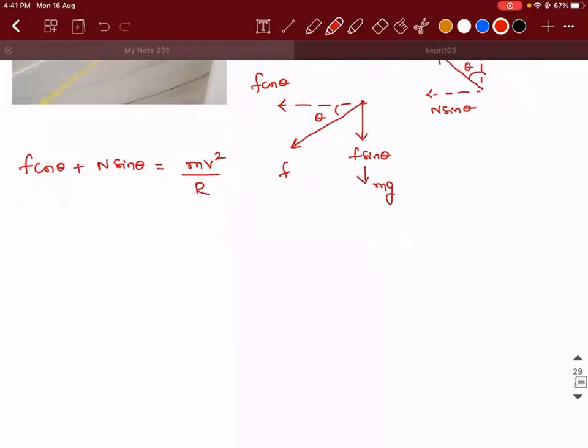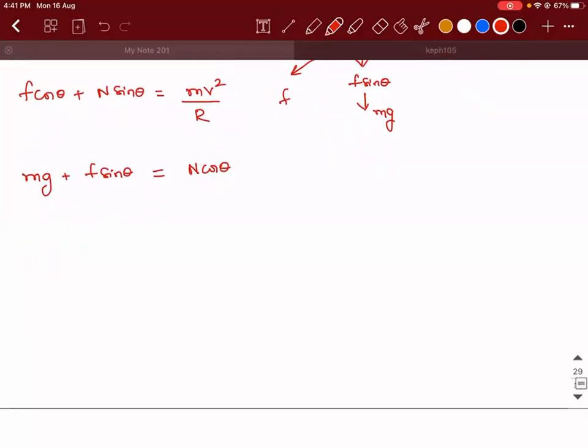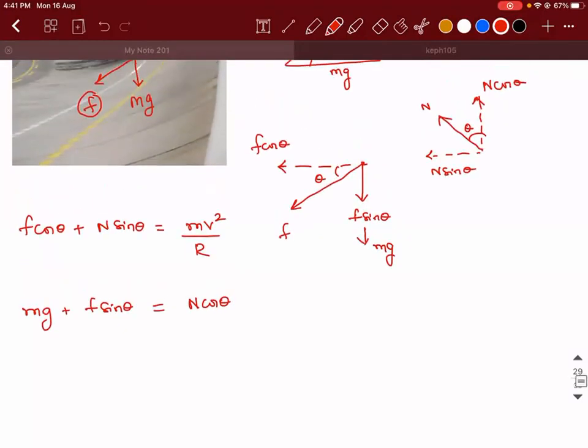Correct? Now, which forces are balanced vertically? mg plus f sin theta will be equal to n cos theta. Correct? Yes, sir. Right. So first write down these equations. While writing, if there is any doubt, please let me know.